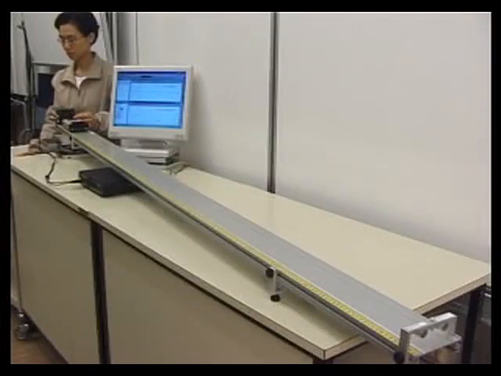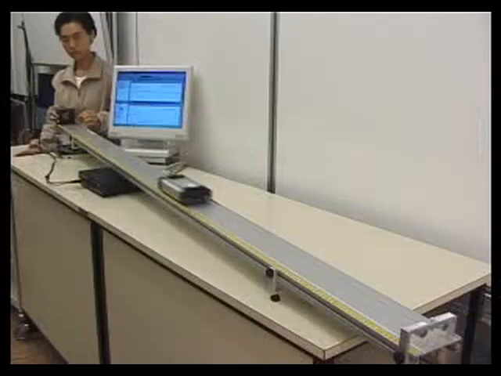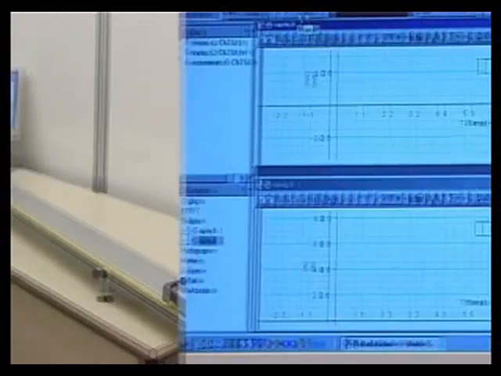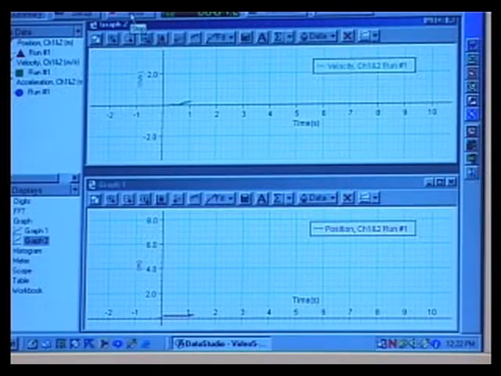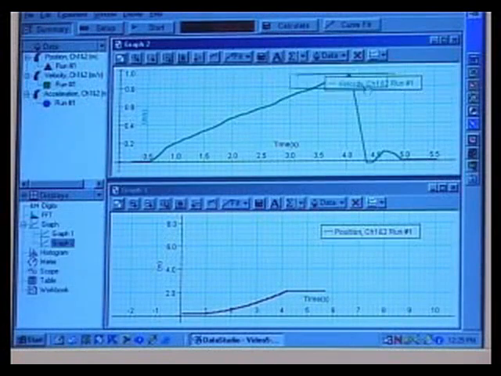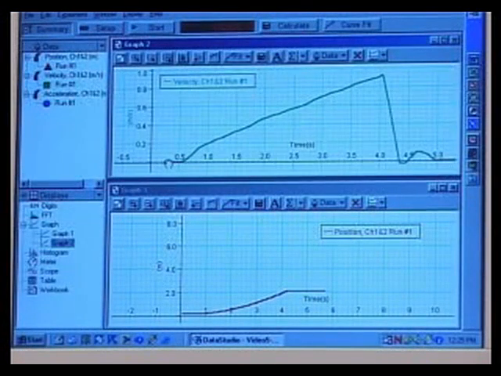Start recording data and let the trolley travel down the inclined runway away from the sensor. Note the ST and VT graphs obtained. Rescale the graphs to enlarge them.